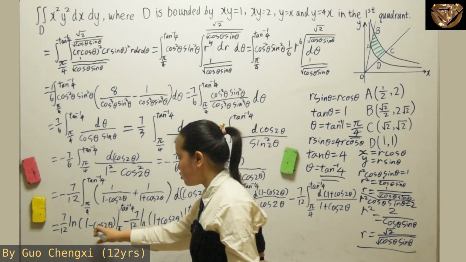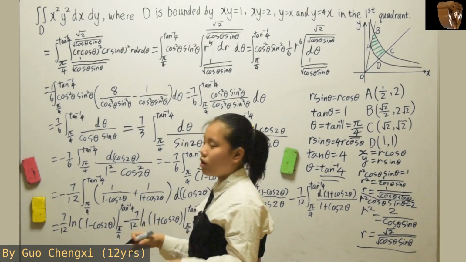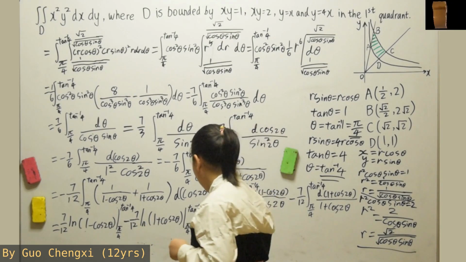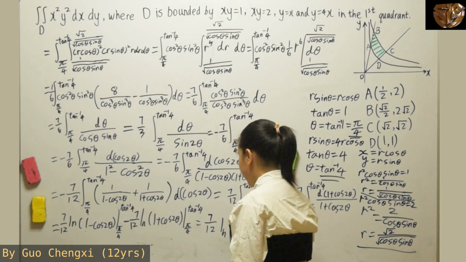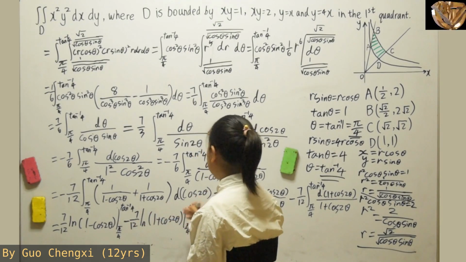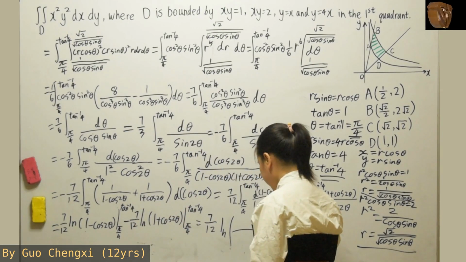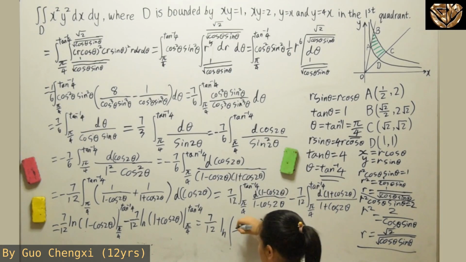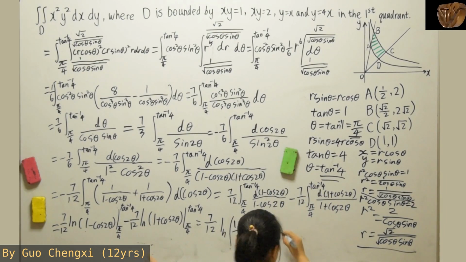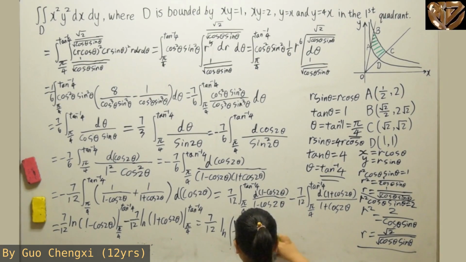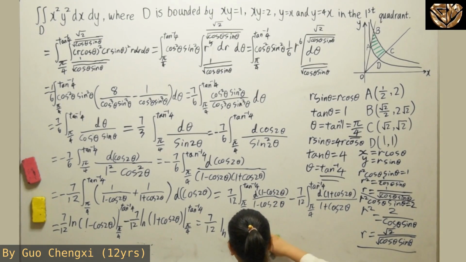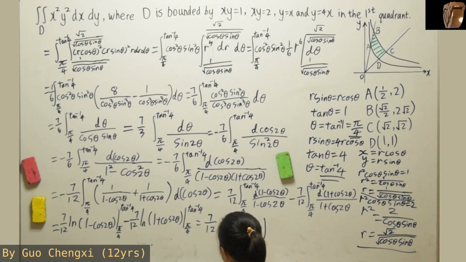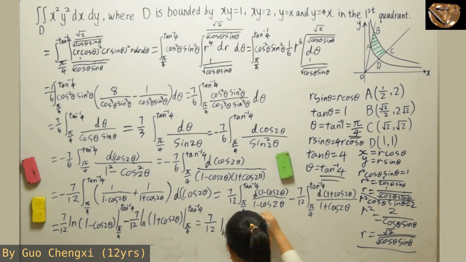Apparently you can put these two together, because ln x minus ln y is basically ln x over y. So you're going to get 7 over 12 ln, and just so you know, because the boundaries are the same, that's why we can also put them together. So you can substitute the one minus, but before that it's going to be like this, okay?